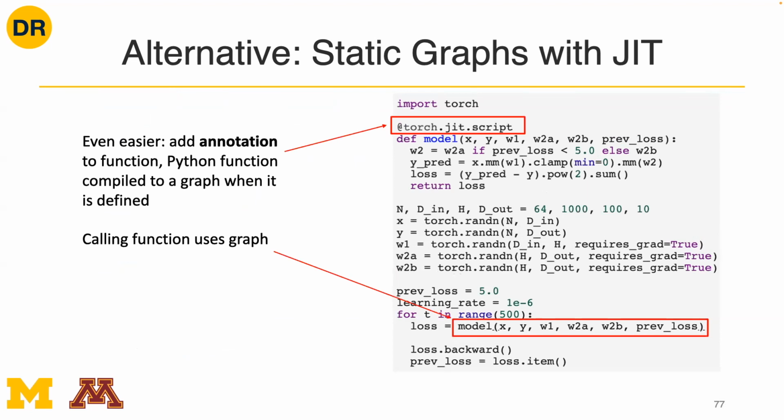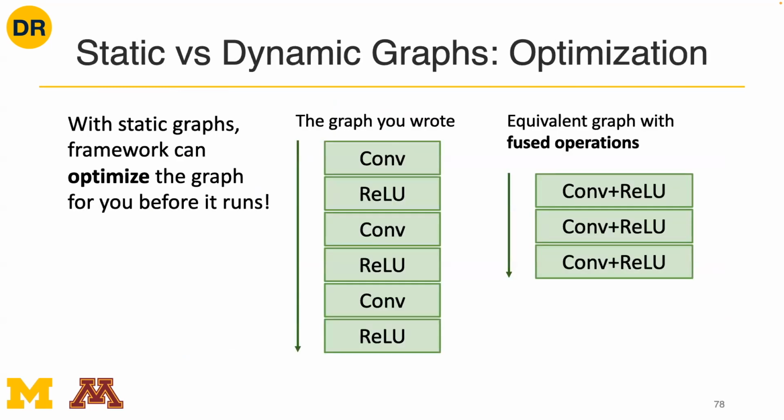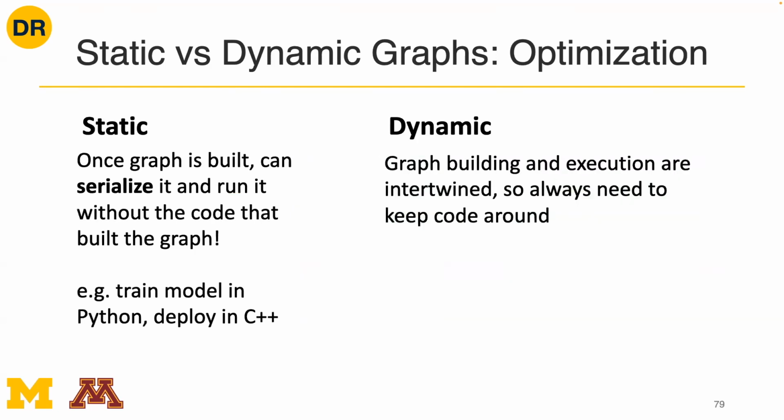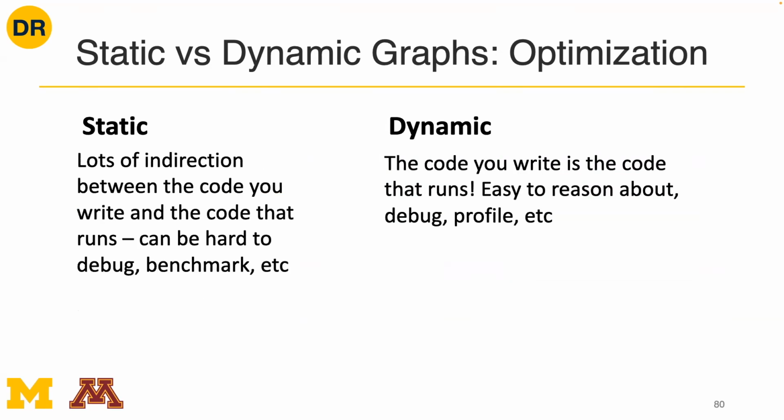So yeah, you can also do this trick of having an annotation that makes it easier. But the idea of using static graphs is that when you have static graphs, your framework can optimize much more. For instance, instead of using convolution followed by ReLU, you can have fused operations. This is more on the side of low-level features, to make it very efficient if you're thinking about deploying it and stuff.